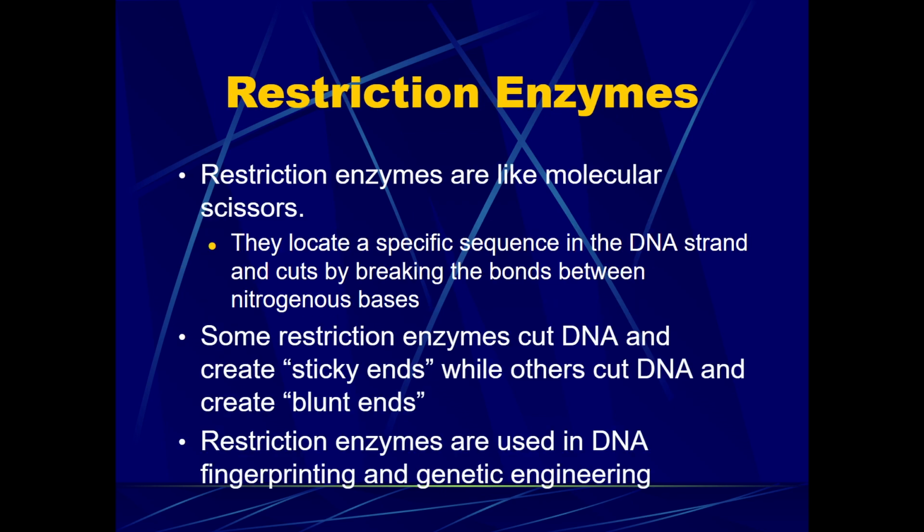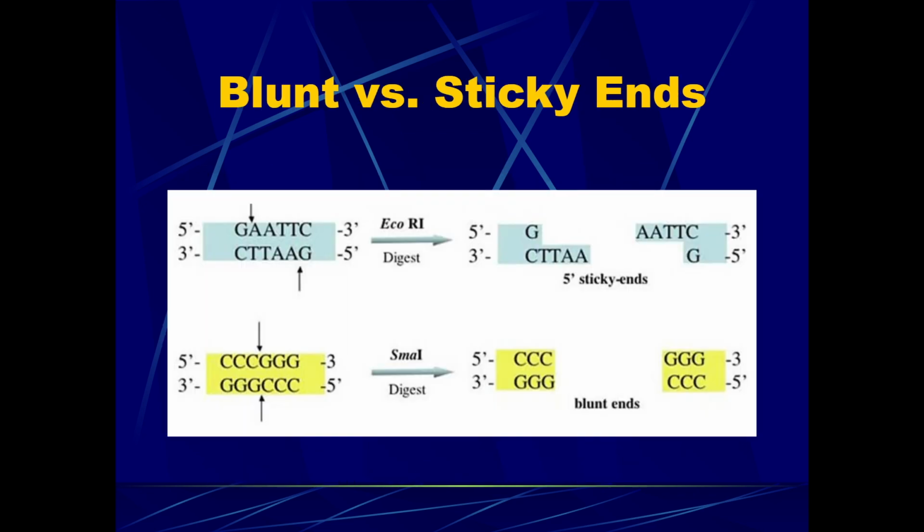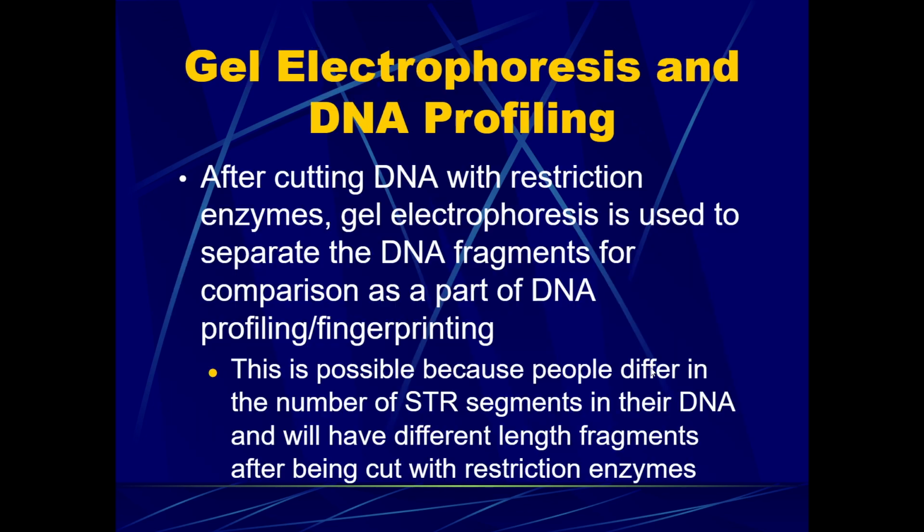Restriction enzymes are pretty much like molecular scissors. They would be looking for a sequence and they would cut that sequence, and by breaking DNA down into little pieces in a very methodical manner, we can basically create small pieces of DNA that we can fingerprint. So here we can see the results of digestion by restriction enzymes. You can create blunt or sticky ends. Sticky ends are staggered, blunt ends are not staggered.